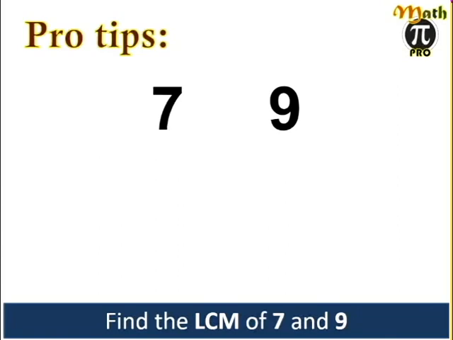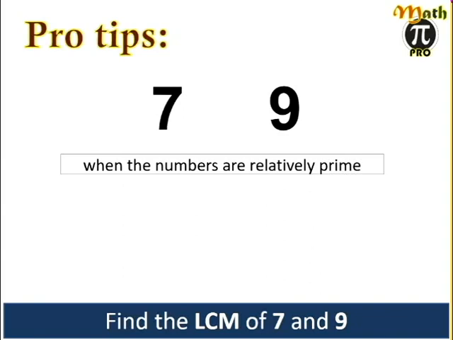Let's have this. Find the LCM of 7 and 9. When the numbers are relatively prime, meaning the only number that can divide them is 1, so their GCF is 1, their LCM will be their product. So the LCM is 63.